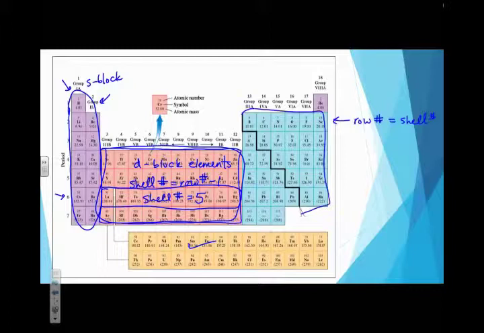The last group of 6 is the P block, the P subshell, and down here in this yellow area we have the F subshell, or the F block of the periodic table. So columns tell us what subshell we're in, while rows tell us what energy level or shell number we're in, with the exception of the Ds.